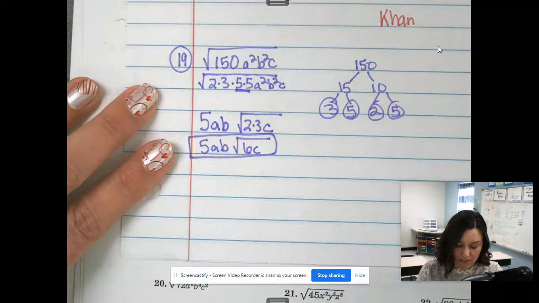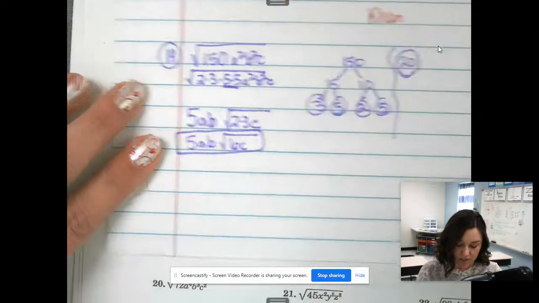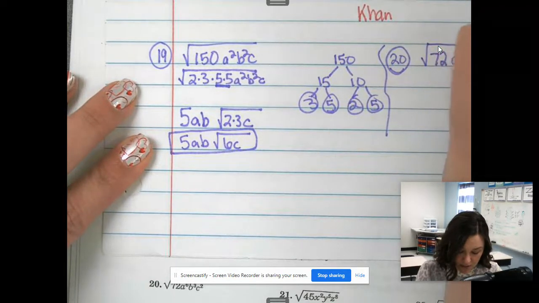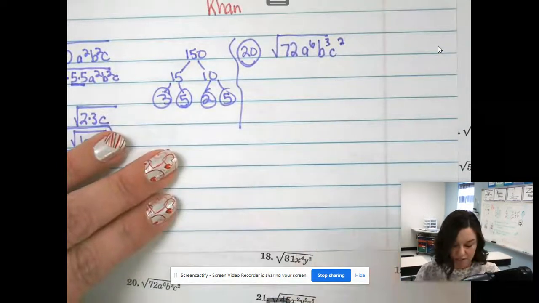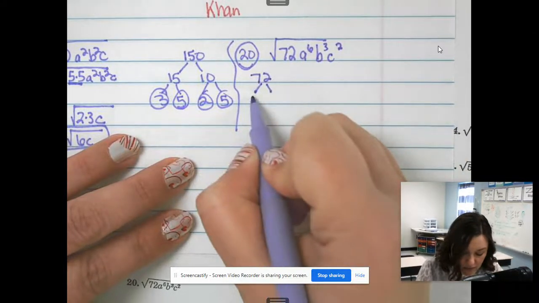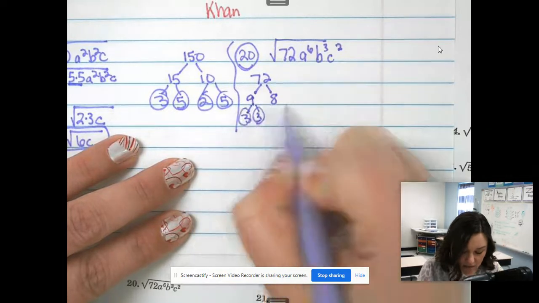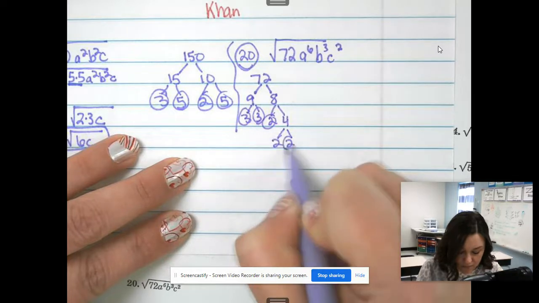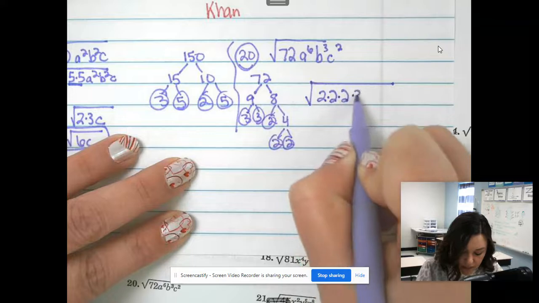Let's do one more. Let's look at number 20, and we will stop with these videos, and you can work on your cons. So the square root of 72a to the 6, b to the third, c squared. This is number 20 on that same page. So I'm going to start by breaking down 72. 9 times 8, 3 times 3, 2 times 4, and 2 times 2. So under the square root, I got 3 2's, and a 3 and a 3.